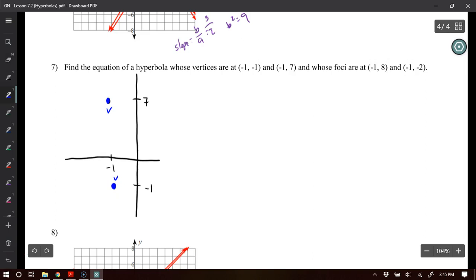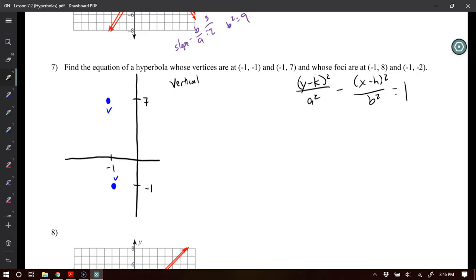Well, since my vertices are up and down, I can see this is going to be a vertical hyperbola, which gives me the formula. Y minus k squared over a squared minus x minus h squared over b squared equals 1. That's the formula for a vertical hyperbola. So I need to find h, k, a, b. So let's start with the center. Always start with h, k. Now remember, your center is the midpoint of those vertices. It's going to be the midpoint of the foci as well on it.